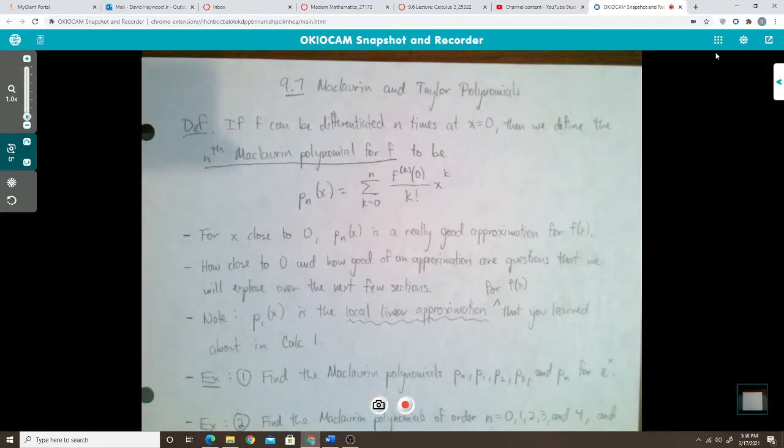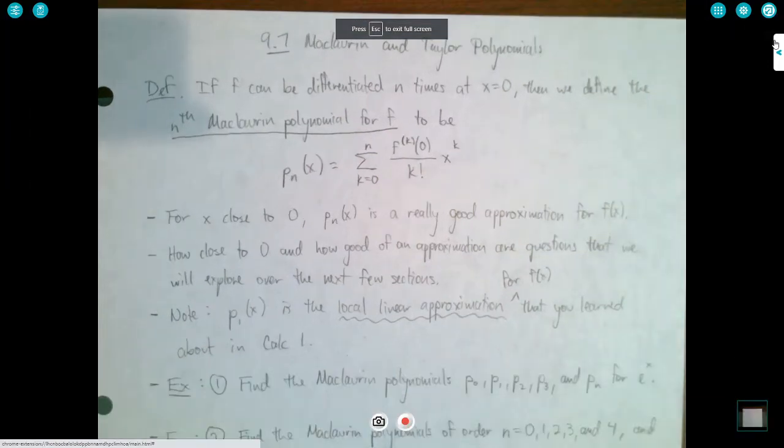Okay, we are done talking about sequences and series of numbers. What we're going to do now is talk about sequences and series of functions, right? So that's kind of the next logical step here.